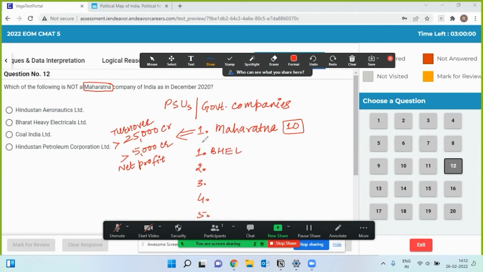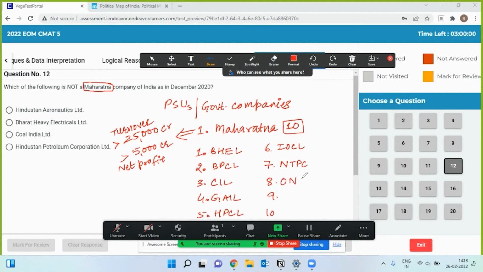So first one is called as Bharat Heavy Electricals Limited, BHEL. I'm going in alphabetical order. Next is Bharat Petroleum Corporation Limited, BPCL. Next is Coal India Limited or CIL. Next is Gas Authority of India Limited or GAIL. Next is Hindustan Petroleum Corporation of India Limited or HPCL. Correct? Then sixth is Indian Oil Corporation Limited, IOCL.